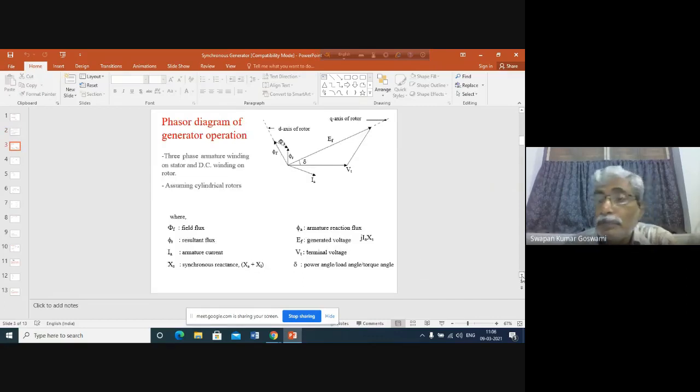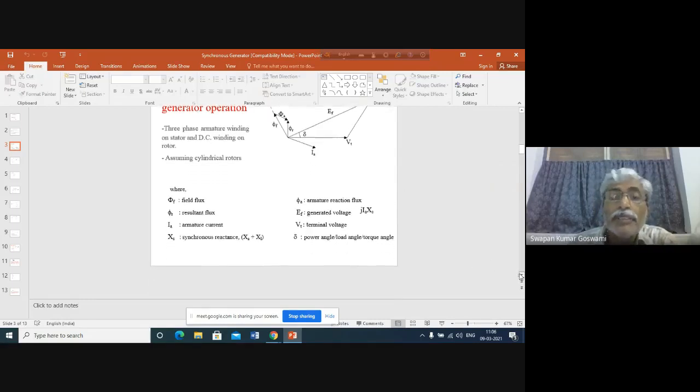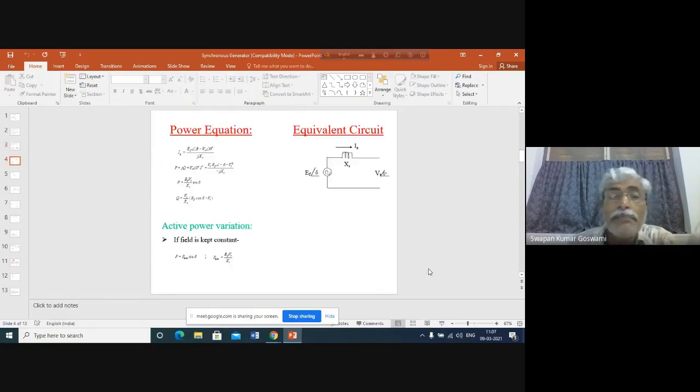Then we have mentioned regarding different types of synchronous generators, then discussed the phasor diagram of cylindrical rotor type, because cylindrical rotor type machine analysis is a bit simpler. That's why our intention was to start with simple things. Later on, we shall be moving towards more difficult, more complex things.